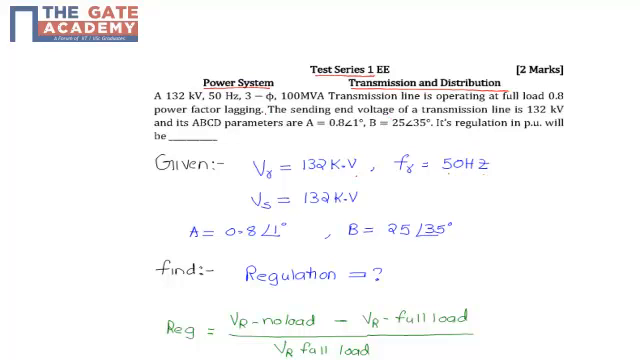Sending end voltage of a transmission line is 132 kV, which is nothing but the sending end voltage Vs is 132 kV, and it has ABCD parameters: A is equal to 0.8 angle 1 degree and B is 25 angle 35 degree.